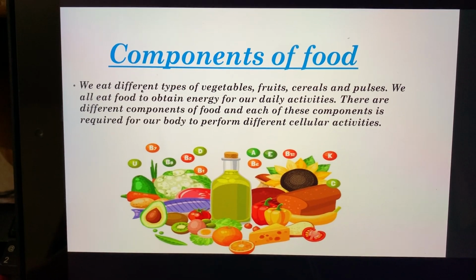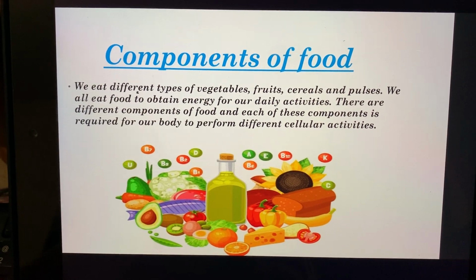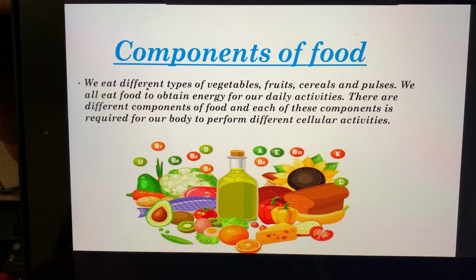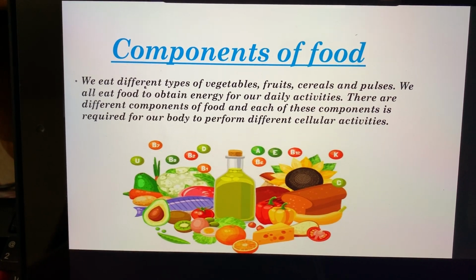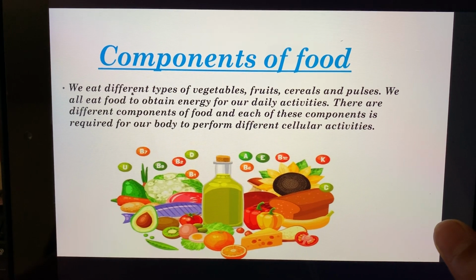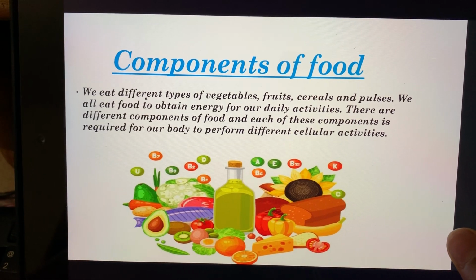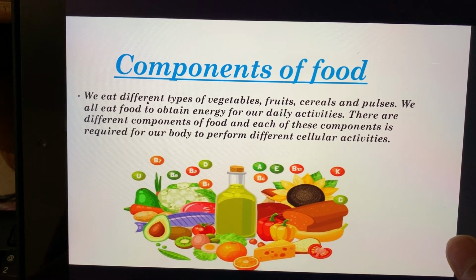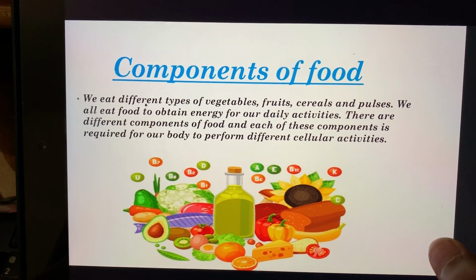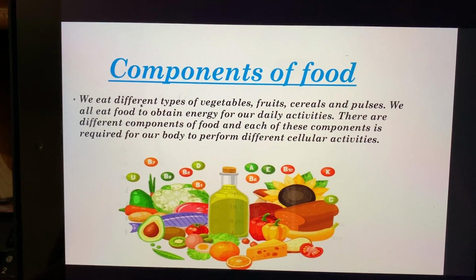Now what do we eat in daily life? We eat vegetables, fruits, cereals and pulses. Now what do these things do in our body? They give us energy. And how do they give us energy? They release some sort of nutrients through which our body, right from the cellular level, gives us energy to do the daily activities like running, playing, whatever you guys do.